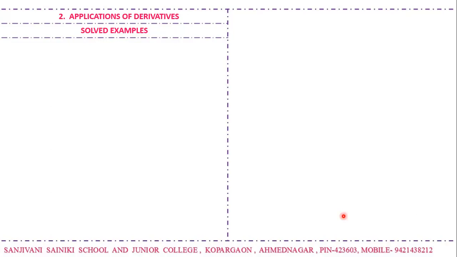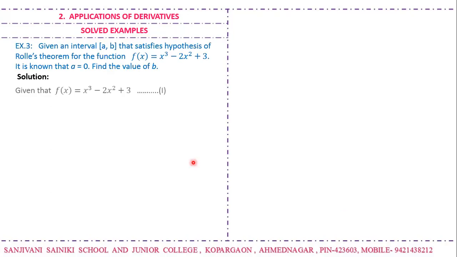Now the next example is: given an interval AB, we don't know A, we don't know B, that satisfies the hypothesis of Rolle's theorem for this function. It means they are saying that for this closed interval AB, A is given, A is equal to 0, but B we don't know. And they are saying that Rolle's theorem is satisfied for this function. We have to find the value of B.